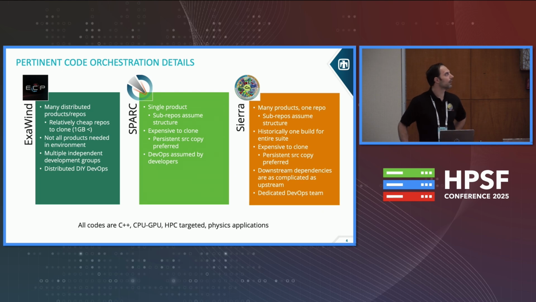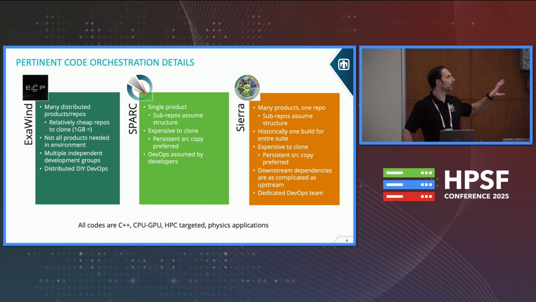OK, so let's take a look at these. We're not going to go into the details of the codes themselves. We're going to look more at them structurally. As a baseline, they are all C++-oriented codes. They're all focused on CPU, GPU performance, HPC systems, and they're all targeted on big-scale physics applications, high-fidelity simulations. However, the structure of them and their scope is very different.